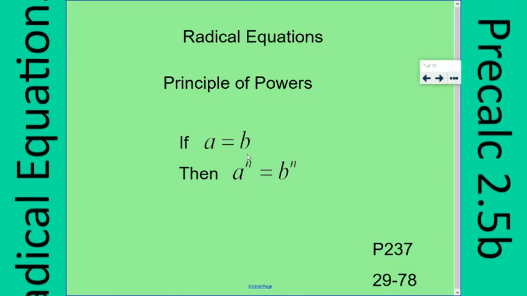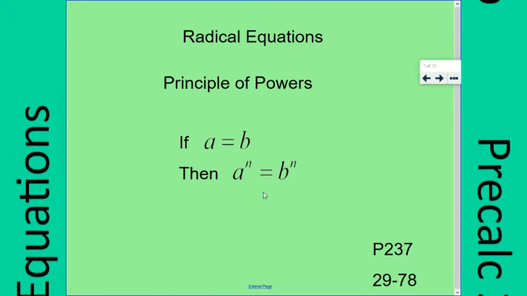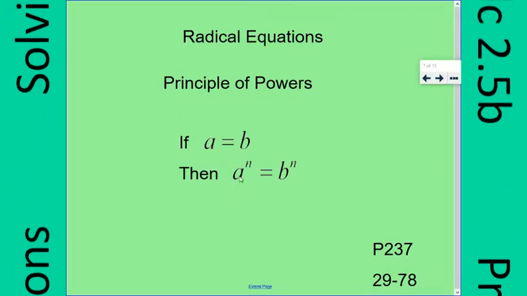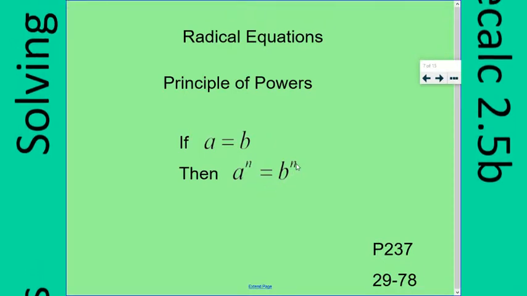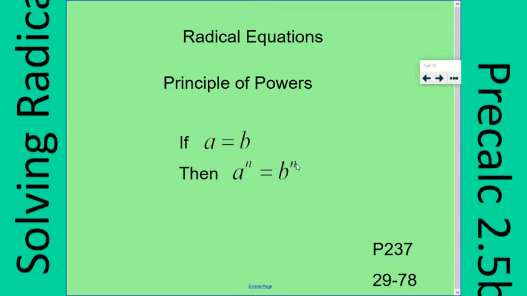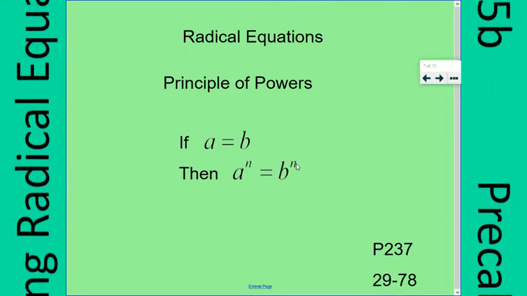something else, then if we raise both of those things to some power, it's still going to be a true statement. So if a equals b, then a to the nth power is going to be equal to b to the nth power. And we're going to use this idea to solve these radical equations. Okay? So let's take a look at the first one.